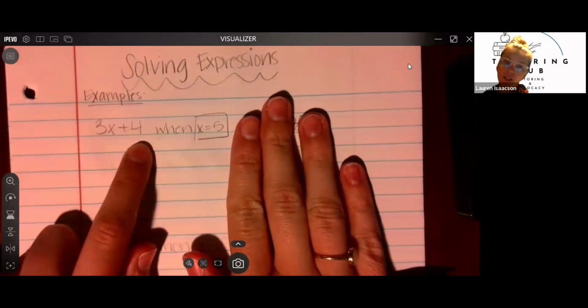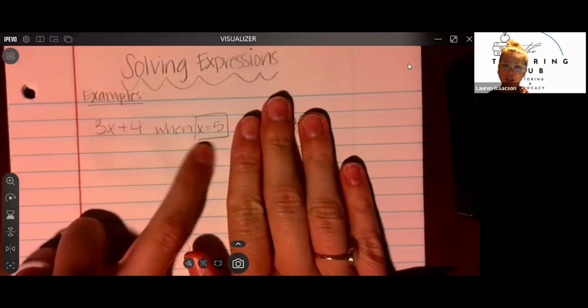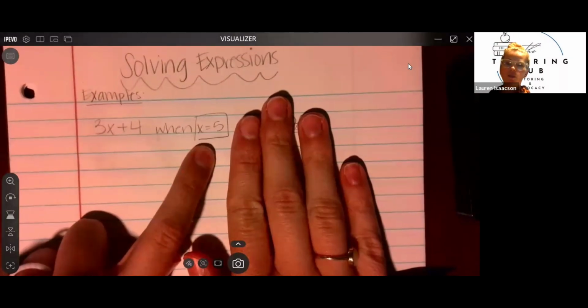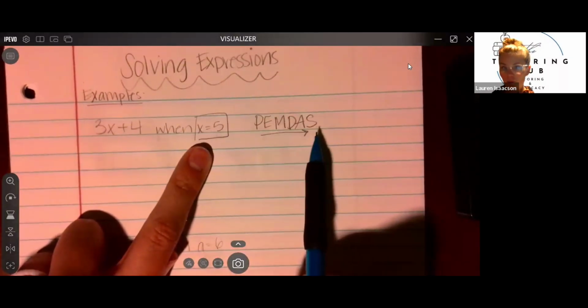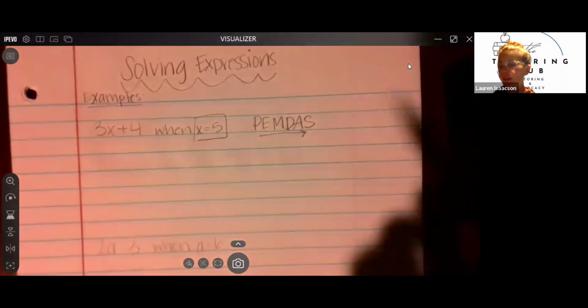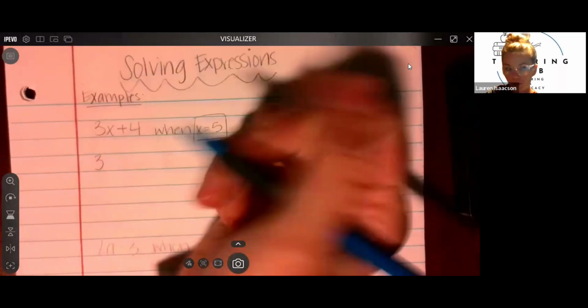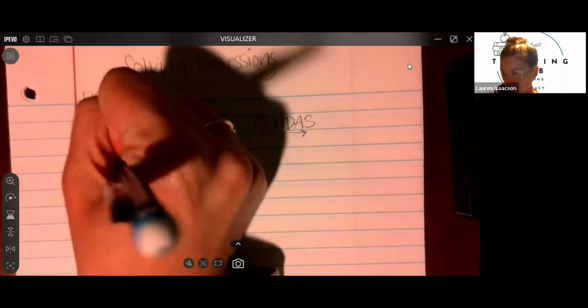3x plus 4, and we're going to plug in 5 for x. So when x equals 5. So don't forget our order of operations, and we're doing them left to right, okay? So let's plug it in. So 3 times 5 plus 4.